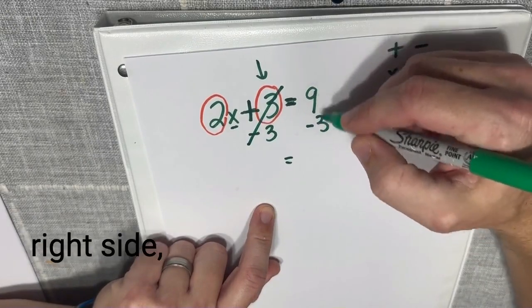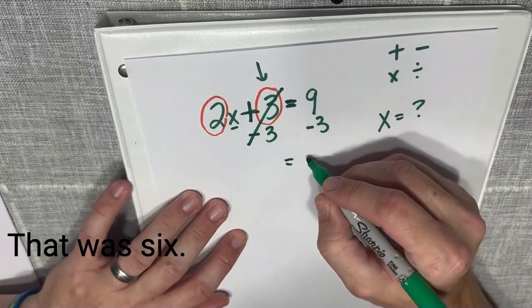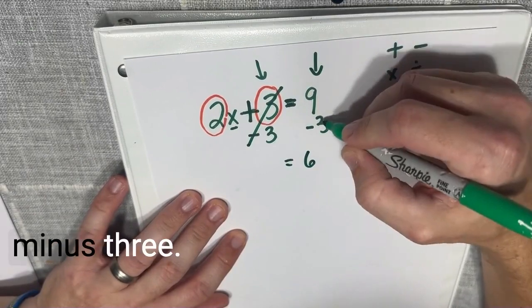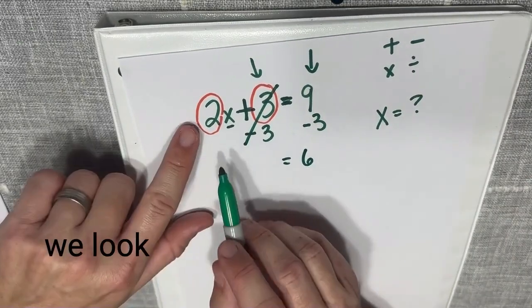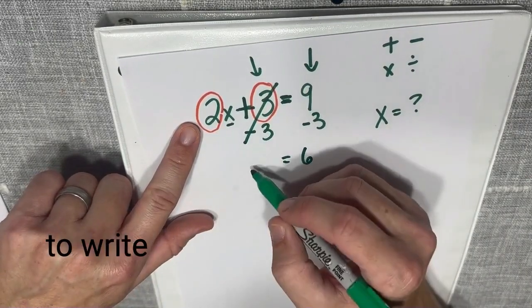Okay. Now over here on the right side, we have 9 minus 3. That was 6. So right here, that was the 9 minus 3. That's how I got the 6. And when we look over here, we still got this 2x. So I'm going to write that down.